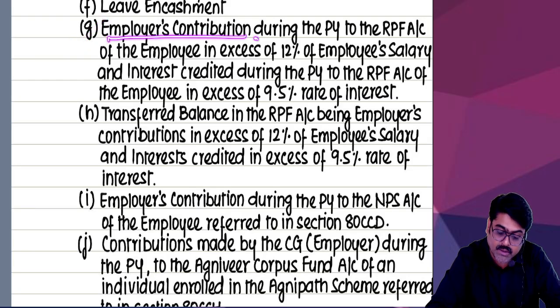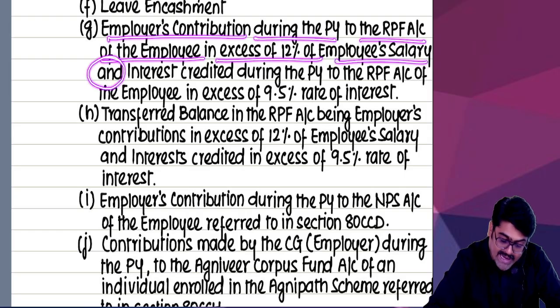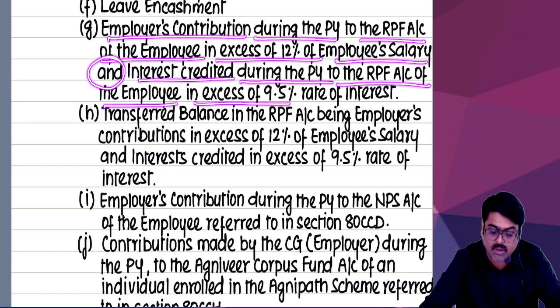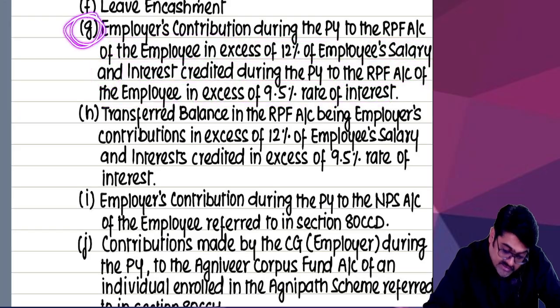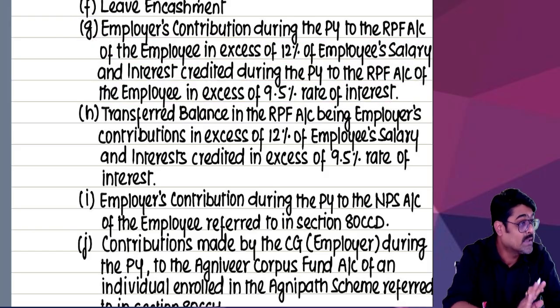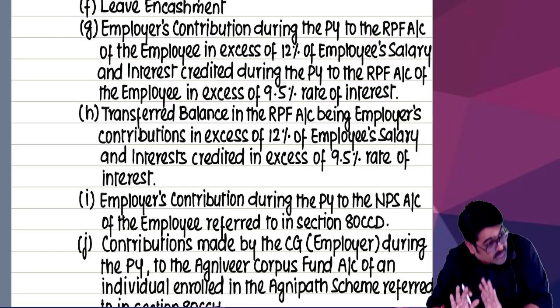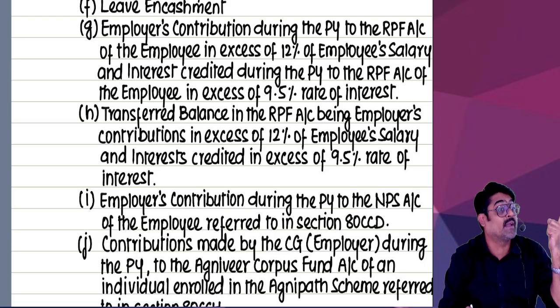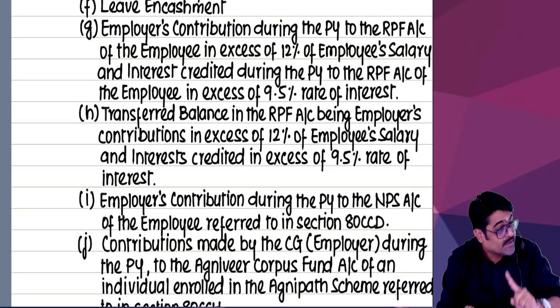Employer's contribution to the RPF account of the employee in excess of 12% of the employee's salary, and interest credited during the previous year to the RPF account of the employee in excess of 9.5% rate of interest. Even this excess contribution and excess interest credited will be treated as your salary and will be taxable in this year only, because as per section 7 it is deemed to be received.